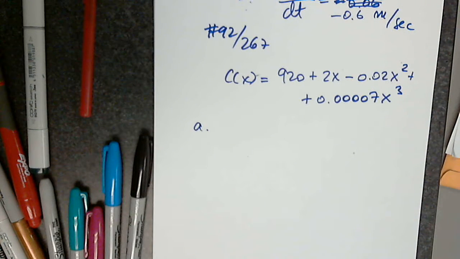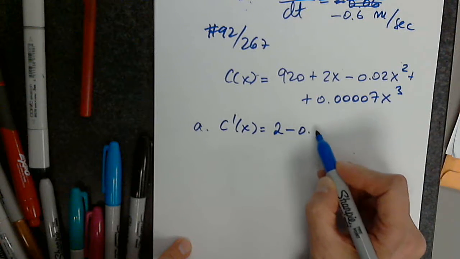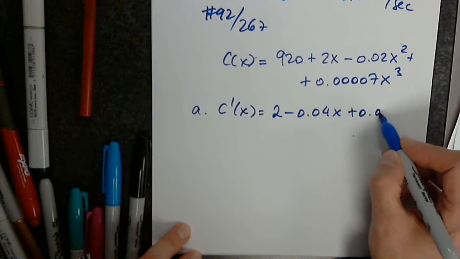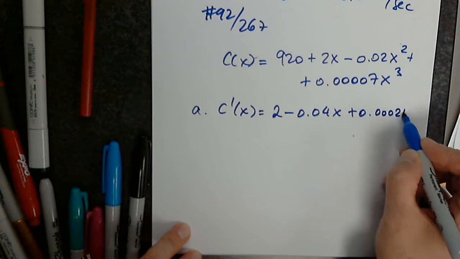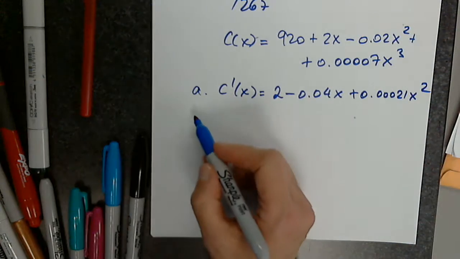Okay, so 92 on 267. This is the cost function. Find the marginal cost function. So C prime equals 2 minus 0.04x plus 0.00021x squared. We agree?